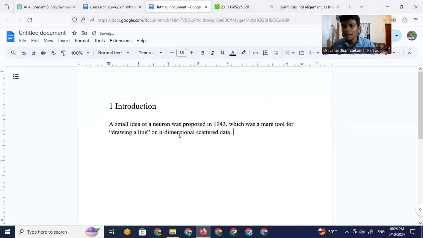So, yeah, you understood, right? The idea of a linear regression: just having some data, let's say two-dimensional data, some points scattered. Maybe you draw a line to find the relation between x and y. So you have the input and the output, and you try to approximate the input and output. That is what I mean by drawing a line on n-dimensional scattered data. So yeah, I'm going to keep writing.